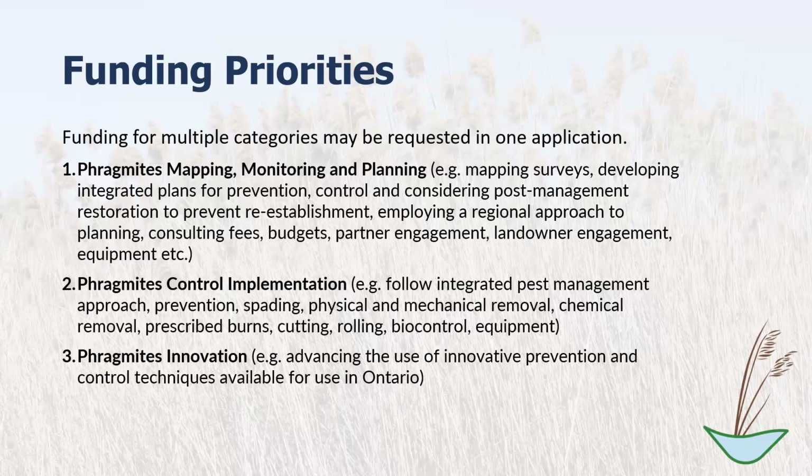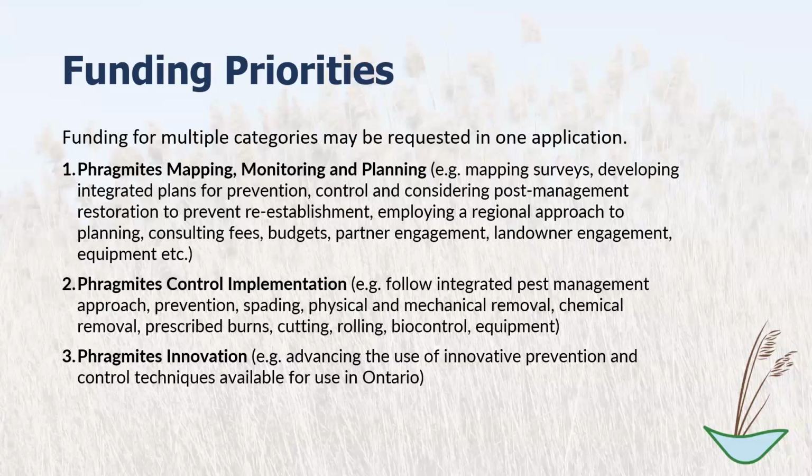So Phragmites mapping, monitoring, and planning. So activities such as mapping surveys, developing those integrated plans for prevention, control and considering post-management restoration to prevent that reestablishment, employing a regional approach to planning, consulting fees, budgets, partner engagement, landowner engagement, equipment. All of these items are going to be considered under that Phragmites mapping, monitoring, and planning category.